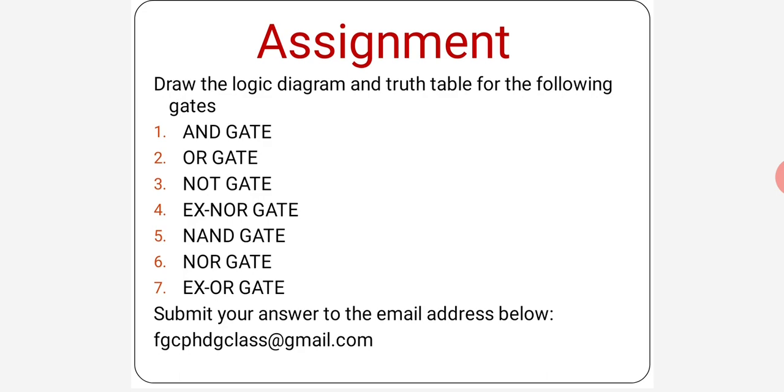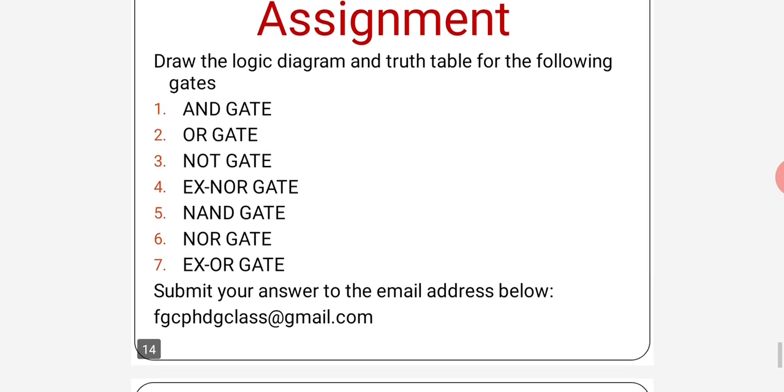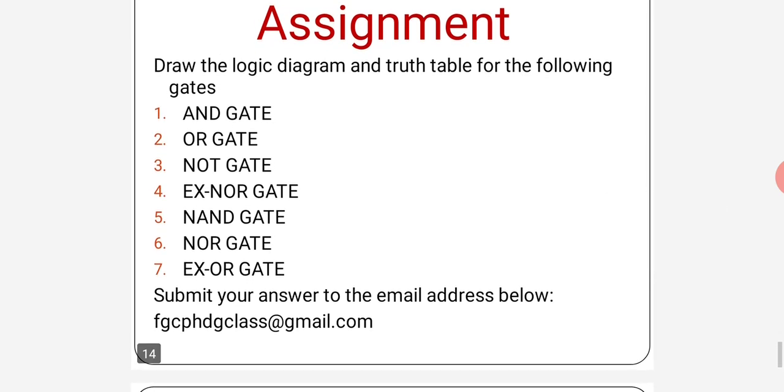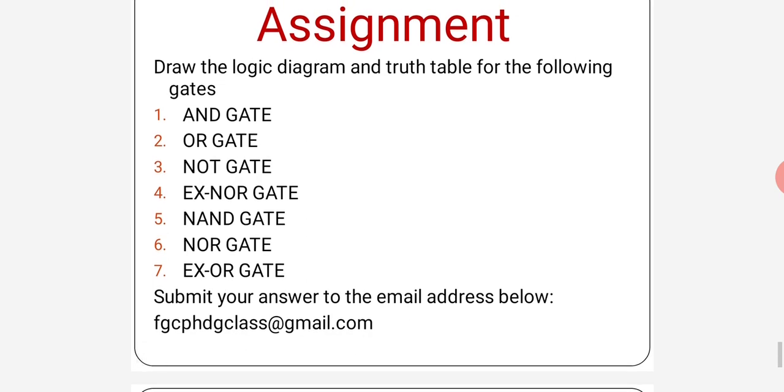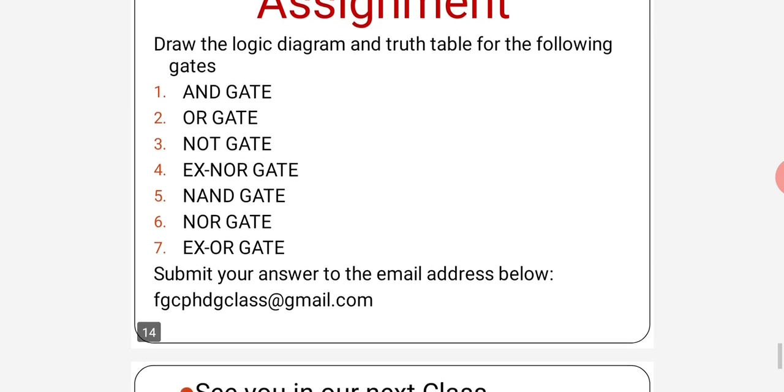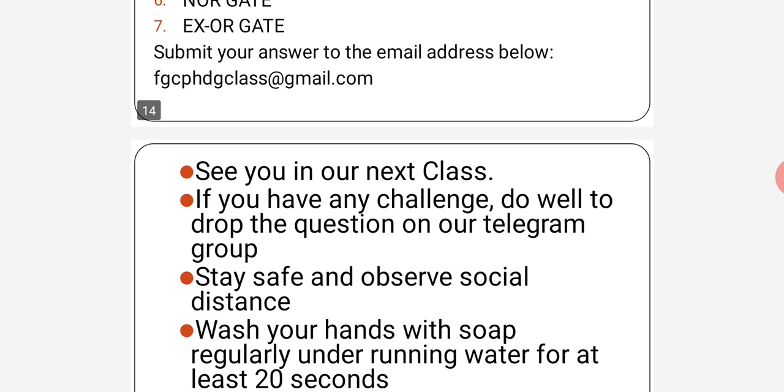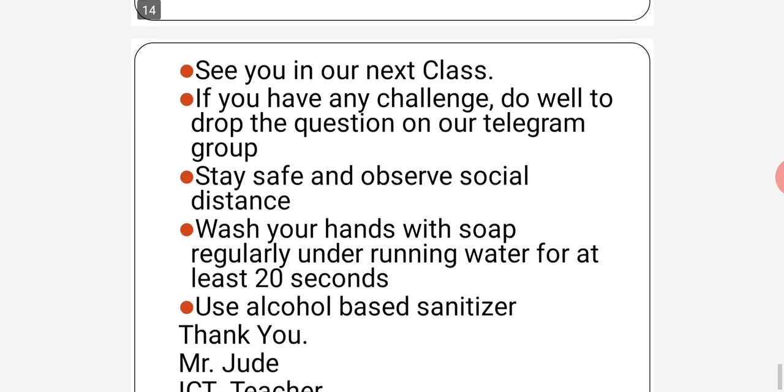Please obey instruction. Draw the logic diagram and the truth table for these gates. Submit your answer to the email address fgcphdgclass@gmail.com.